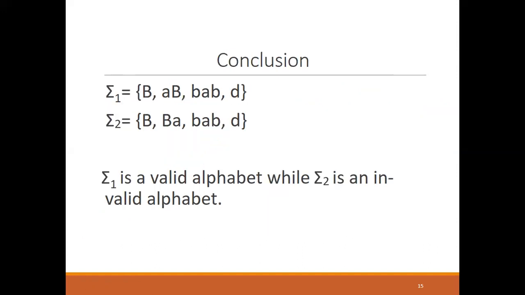As you can see in sigma 1: B, AB, BAB, and D. In sigma 2: B, BA. So this B is again the prefix of the second token, that is B concatenated by A. So definitely here sigma 2 is an invalid alphabet. Why? Because it will create ambiguity. When a string is generated, this capital B and this B concatenated by A will be a confusion in making a token. Fine. So that means alphabet 2 is invalid.